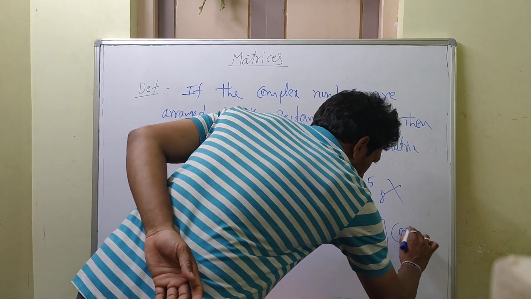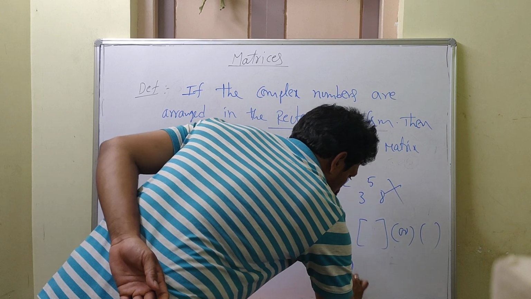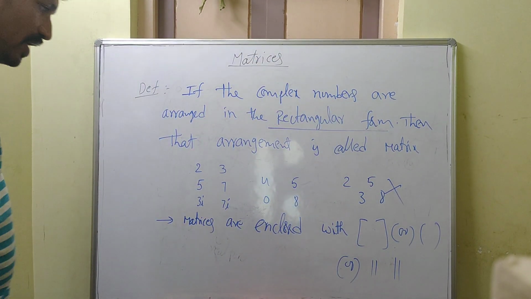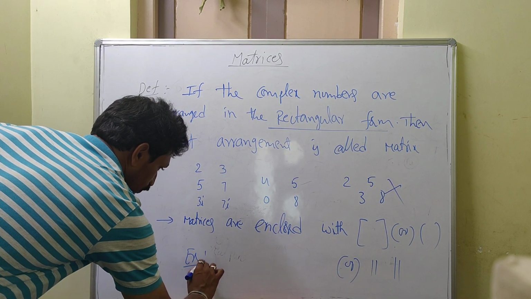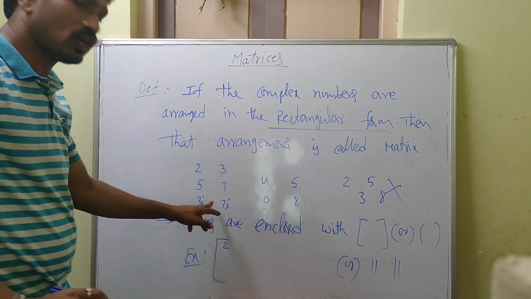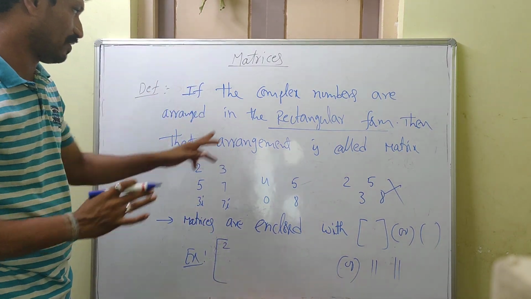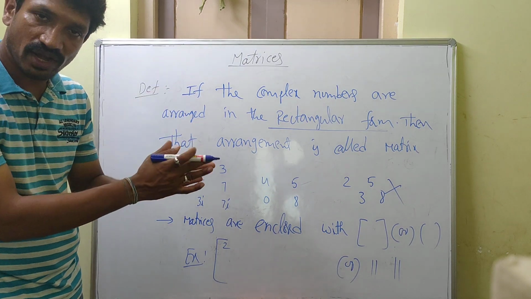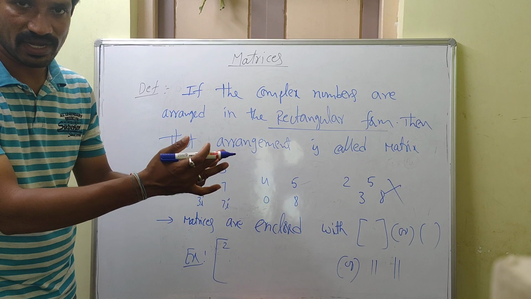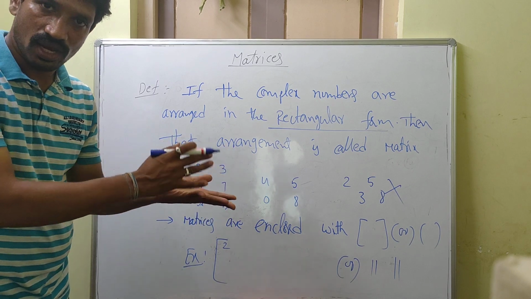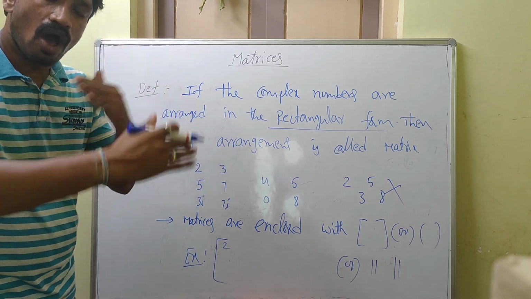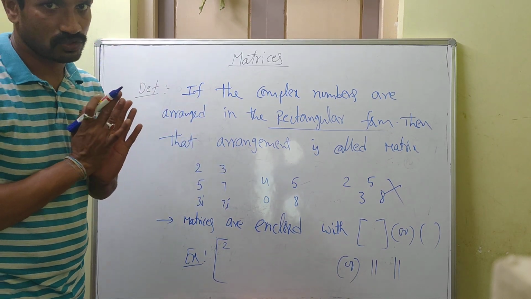Closed bracket or open bracket or double lines. Take an example. If you want to write not only with complex numbers, we can write any complex number. That means you can write real numbers, negative numbers, imaginary numbers. Real numbers means all rational forms and irrational forms we can write, and imaginary numbers. All together we can write in a single matrix also, no problem.